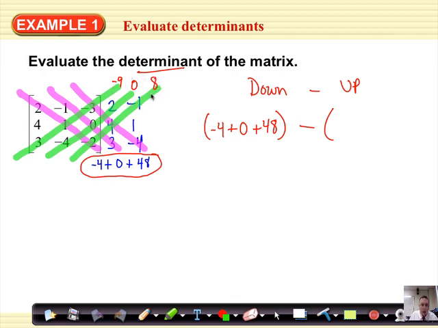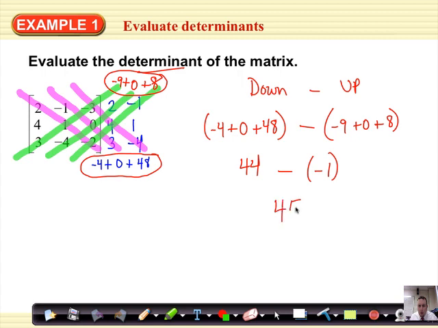What do you do with all these upwards? You add them all up, and we'll just put them here: -9 plus 0 plus 8. Alright, add all these up. This represents our downward. This is 44. Minus, add these up. This is -1. 44 minus -1 is 45. And this is how you find the determinant of a 3 by 3 matrix.